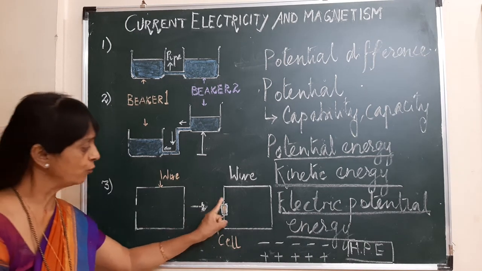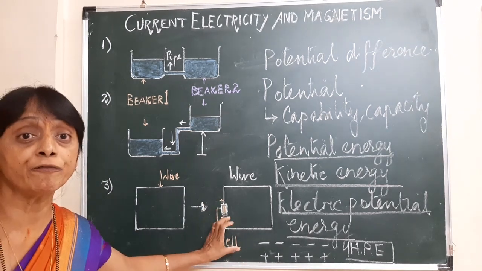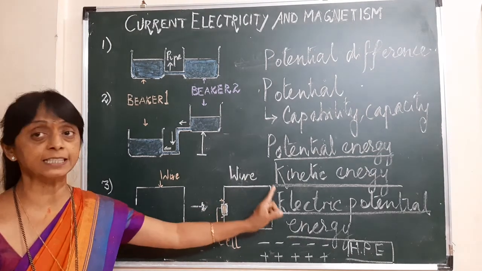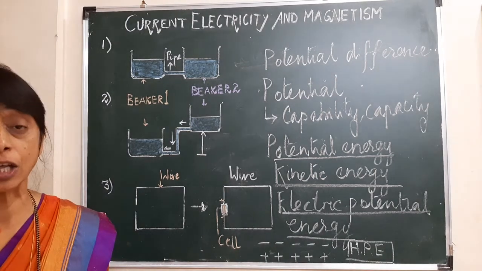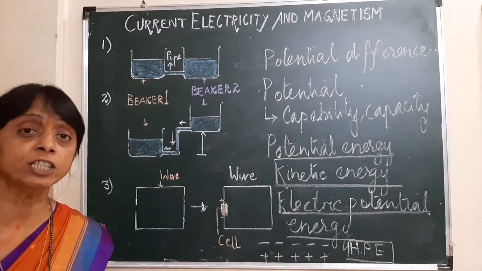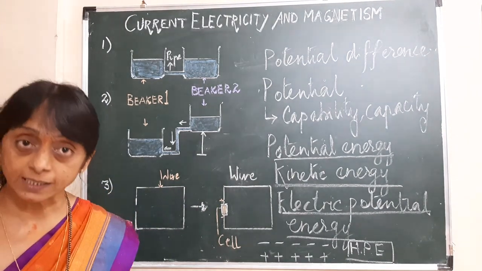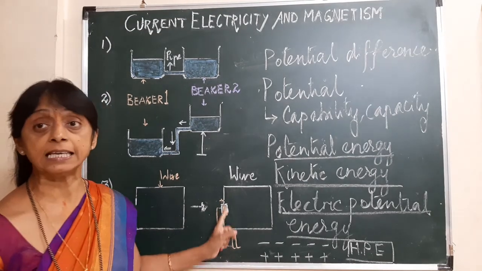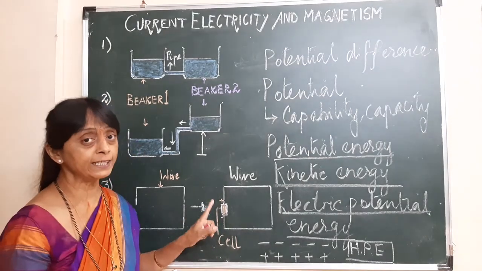So what happens when you connect a cell to a wire? There is a difference in the charges that is created when you connect it to a wire. So by definition, what is potential difference? It is the work done to move a unit charge from one point to the other. Once again, what is potential difference? Potential difference is the work done by any charge to move from one point to the other.